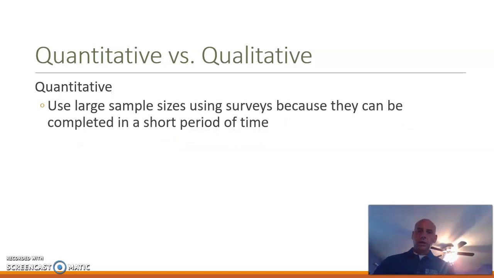Some other differences. Quantitative, usually going to deal with a large sample size. You're going to get more people participating in a quantitative research, because a lot of times it's very easy to collect that data, and then you can get more people involved. Think about surveys. We can hand out a survey and get that data collected in a relatively short period of time, having a lot of people do it, and so it's okay to get a larger sample size, and you oftentimes need a larger sample size when you're doing quantitative research.